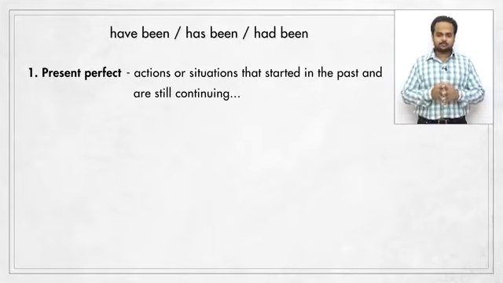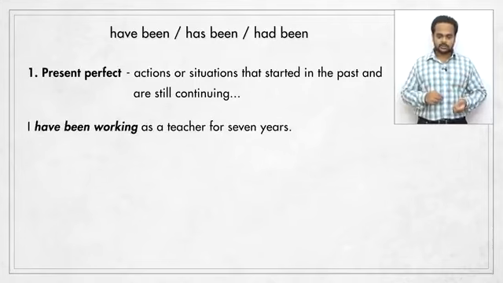This is in the present perfect tense. That is to talk about actions or situations that started in the past and are still continuing. Here's an example. I have been working as a teacher for 7 years. In speech, we usually shorten I have to I've. I've been working as a teacher for 7 years.